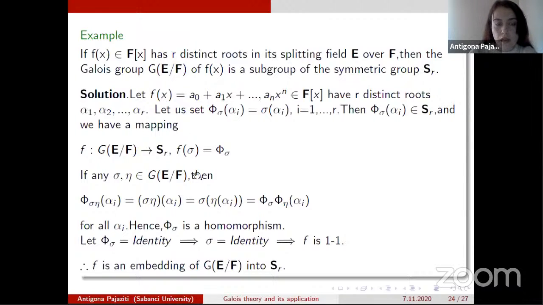What does that mean? F of sigma is equal to identity. So phi of sigma is equal to identity. And phi of sigma of alpha I is equal to sigma of alpha I. So it means that sigma has to be equal to identity. So because the kernel now is only identity, for phi sigma to be equal to identity, sigma takes alpha sub I to alpha sub I. So the kernel is identity, and this implies that F is one-to-one. So F is an embedding of the Galois group of f into the symmetric group S sub r.